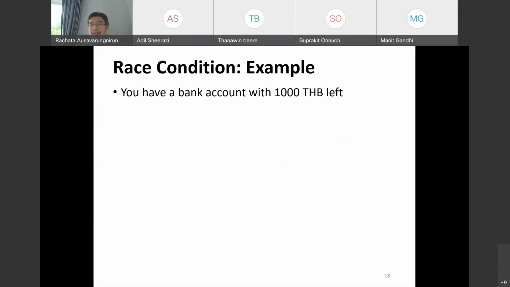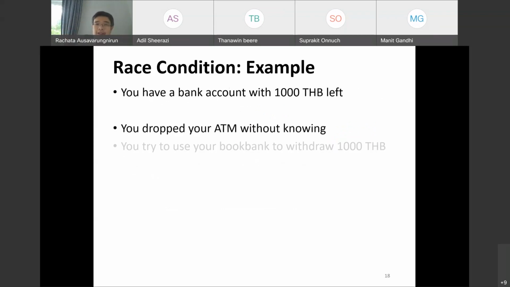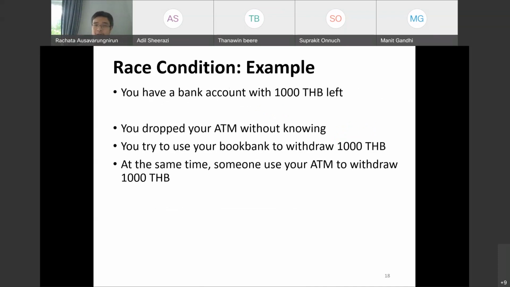Let's say I'm broke. I only have 1,000 baht left in my life, and I drop my ATM card without knowing, and I try to use the bankbook to withdraw 1,000 baht. Right? At the same time, someone found my ATM card and somehow knows my PIN, so they want to withdraw 1,000 baht. What will happen? And what's supposed to happen? What should happen? My bank account becomes the shared data between the ATM and my transaction at the bank.